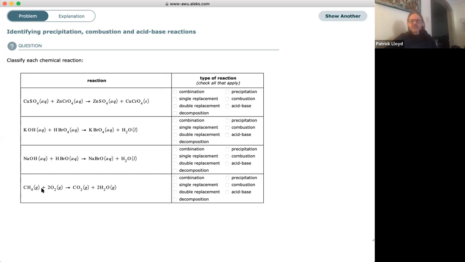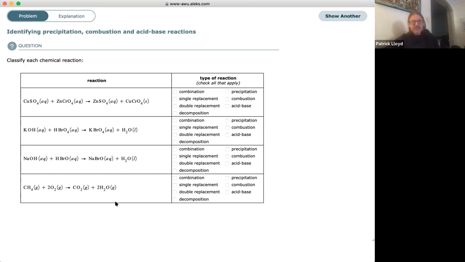Now take a look at this one. This one I didn't really talk about in great detail in chapter 3, but it's in there. It's in some of the discussions. When you have an organic substance, and an organic substance is a substance that has carbon and hydrogen, it can have other elements too, but if it has carbon and hydrogen, it is an organic substance. Reacting with oxygen to form carbon dioxide and water, that is called a combustion reaction. So that's one you need to know.